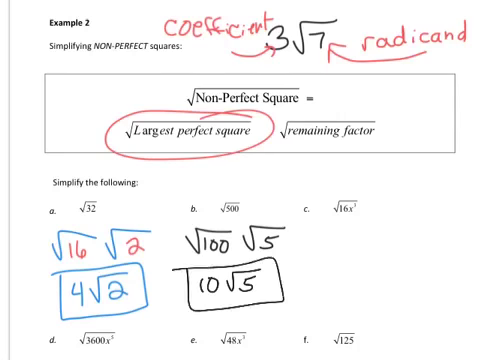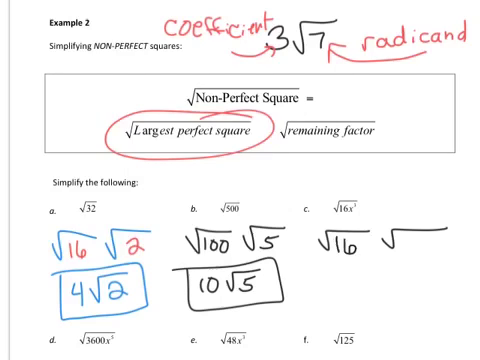The next one has a variable. Now here's the tricky part. This variable has an exponent of 3, so it's not perfect. We have to split it up. 16 is a perfect square, so our first step is to put down the two radical signs. Since 16 is completely perfect, the entire 16 is going to go under the first radical symbol.